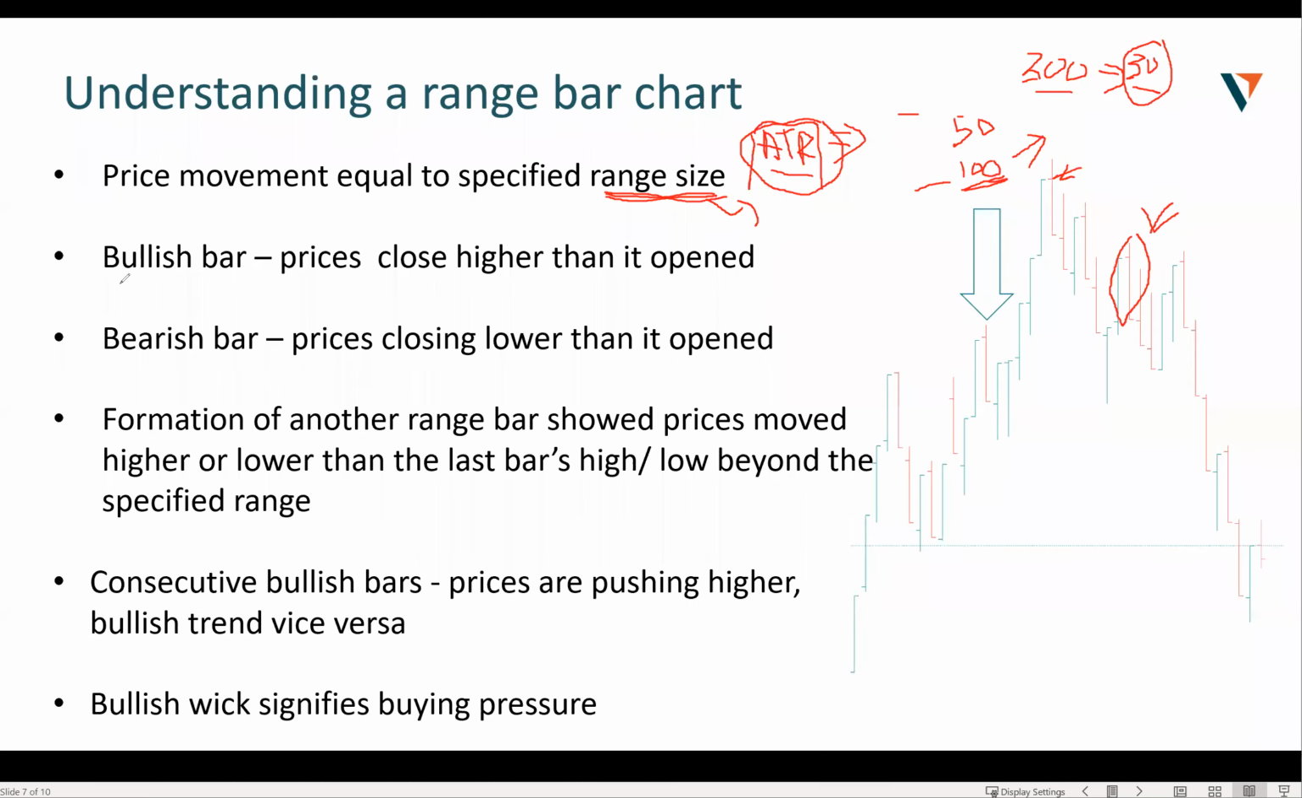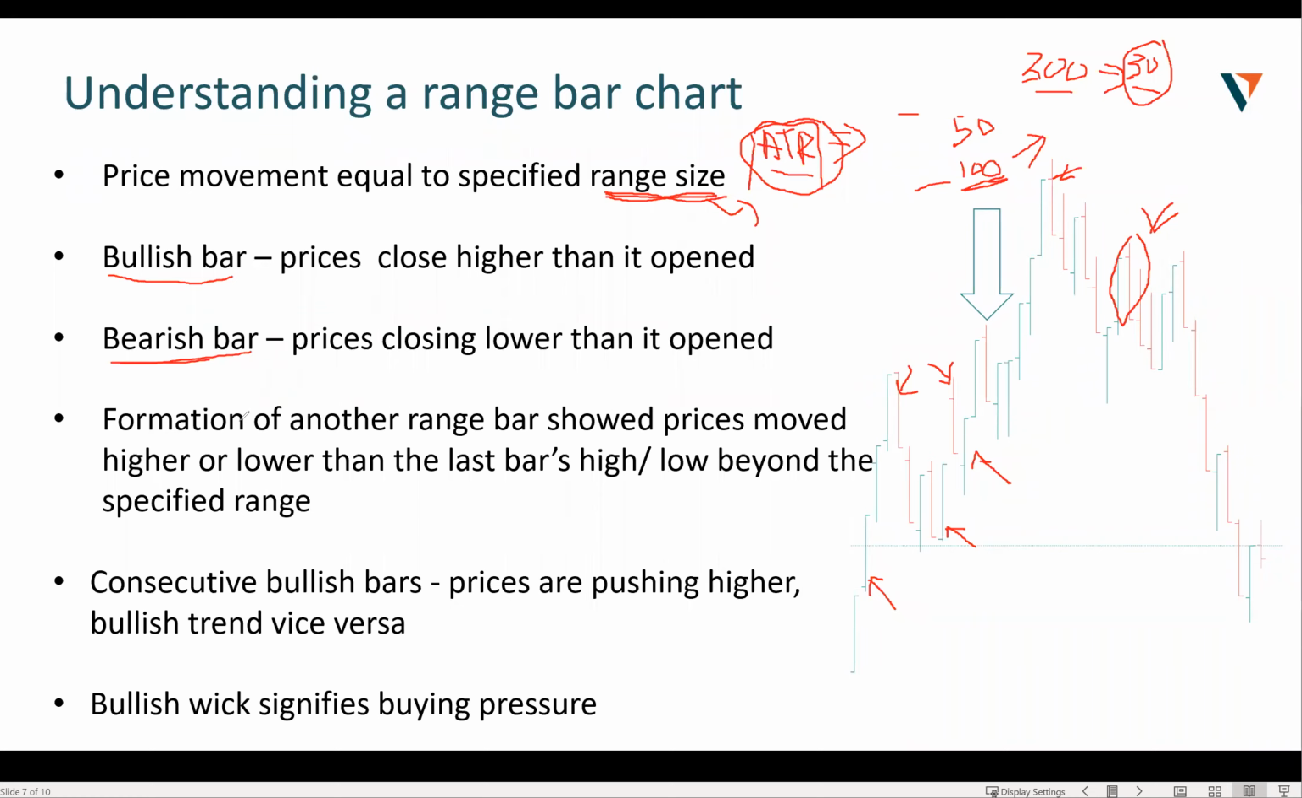The next thing we want to consider would be bullish and bearish bars. For bullish bars, the idea works similar to a candlestick pattern. You can see that bullish bars are usually denoted in green over here. So these are the bullish bars, and prices close higher than they opened. That's the same idea as what we have in the Japanese candlestick pattern. For bearish bars, prices close lower than they opened. So those are the bearish bars. They're usually denoted in red.